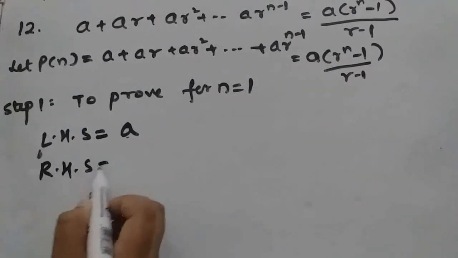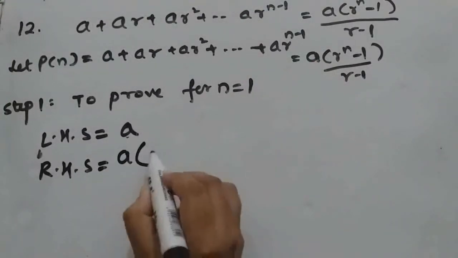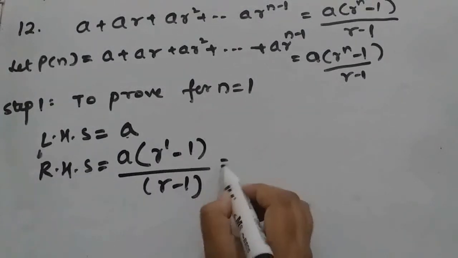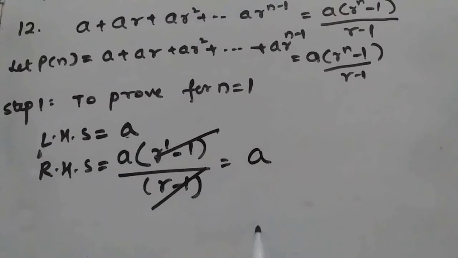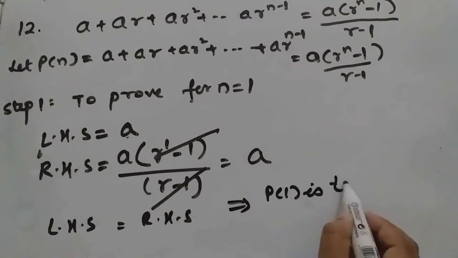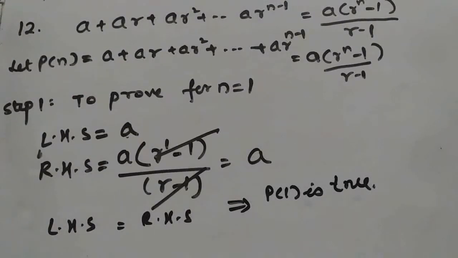Then for the RHS, here you should substitute r power 1 minus 1. So this bracket will go, and the answer is a. So LHS is equal to RHS. That implies P of 1 is true.